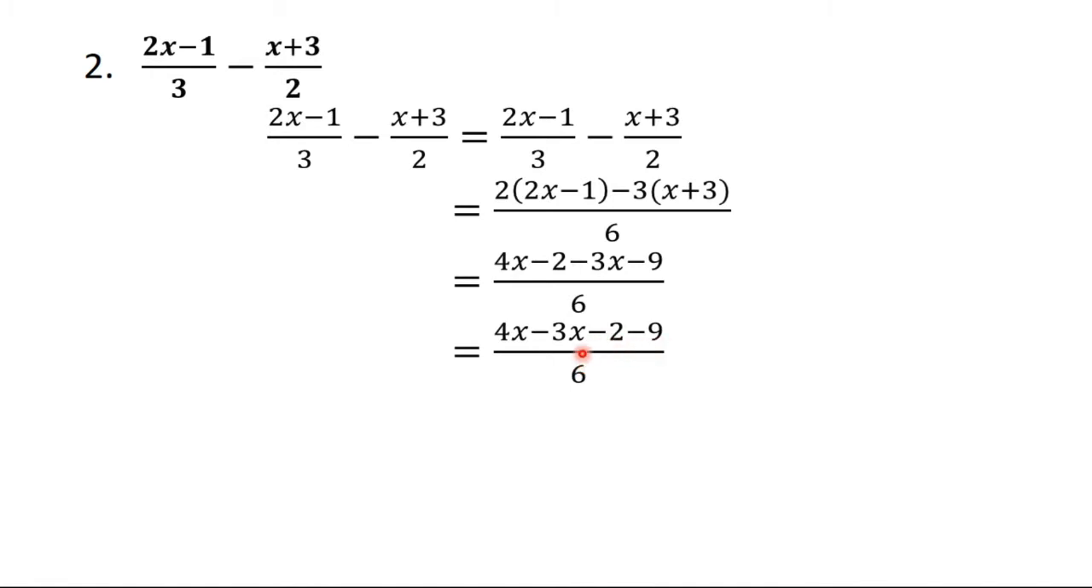If you watch the video on addition and subtraction of algebraic expressions, you understand how we are doing the addition and grouping of the like terms. We know that 4x minus 3x will give us x. Minus 2 minus 9 will give us minus 11 all over 6.